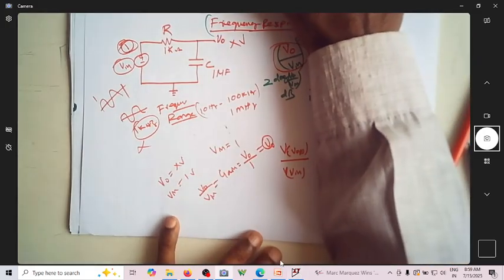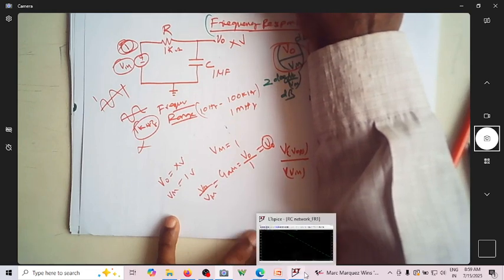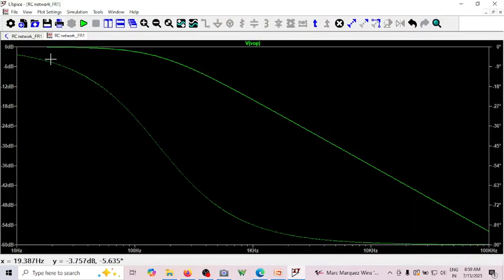That's why we are going to keep the amplitude of your input as 1 volt, so that when I measure the output voltage, this represents the gain of the circuit. To make sure that output itself is the gain of the circuit, we make the input amplitude 1. Correct?